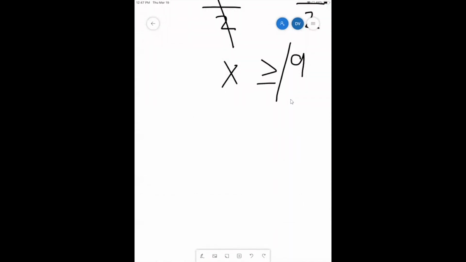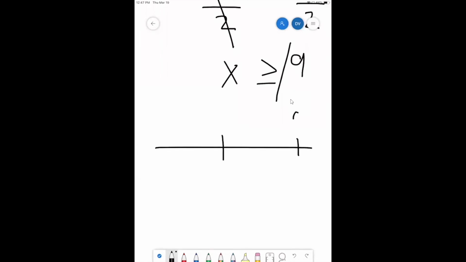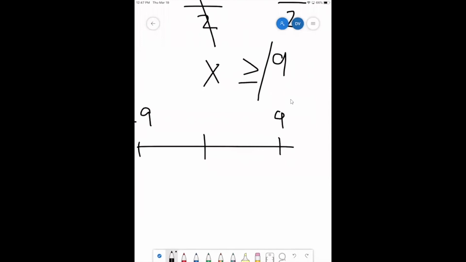Let's graph that. 0, 9, negative 9, right? So it's going to be a closed circle because it's equal to, so 9 is included. All numbers greater than 9 are going to be included because x is greater than 9. That's how you do that.